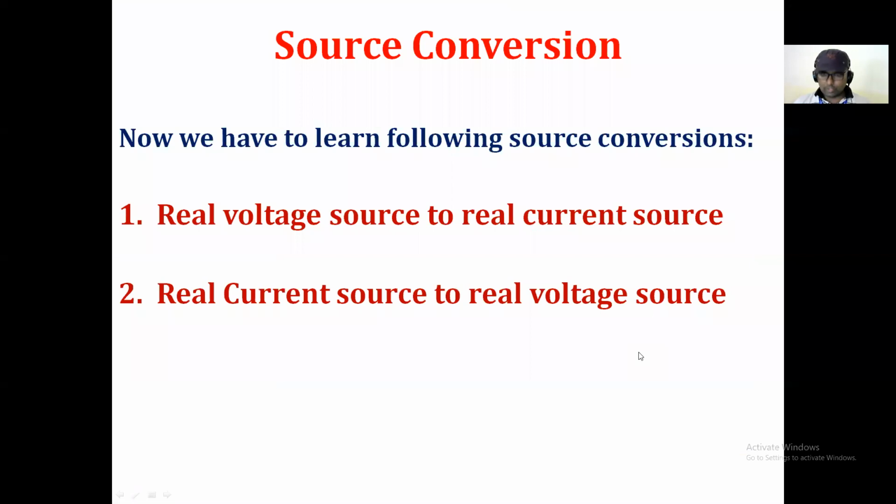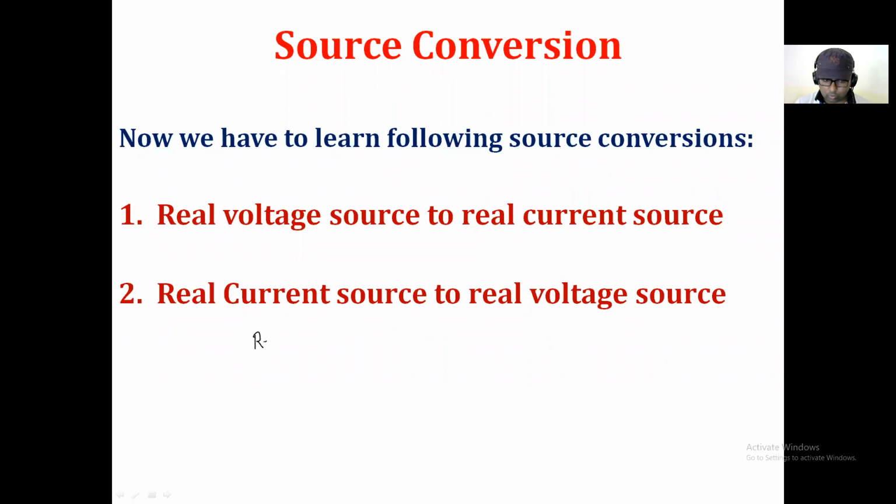Okay, so in this session, we have to learn how to convert a real voltage source to a real current source and a real current source into a real voltage source. As we know all the basic concepts related to the real voltage source and the real current source, once again, I will try to repeat that part.